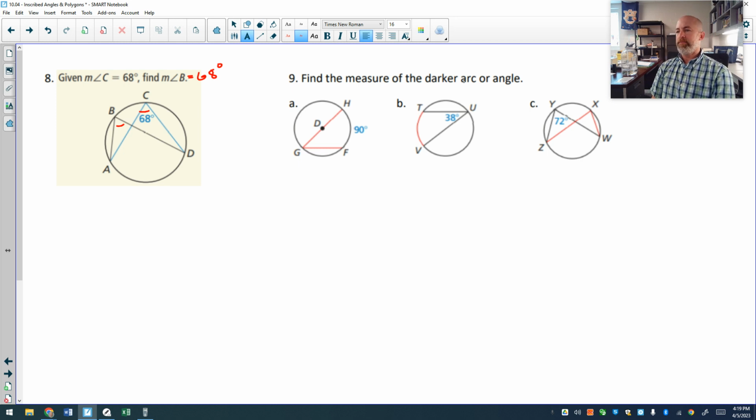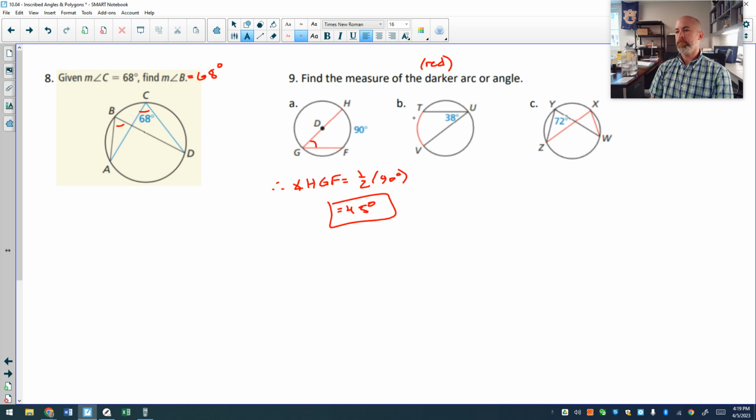Okay. Find the measure of the darker arc or angle. Now, yours is going to be highlighted. Mine's nice and color-coded. So for me, it's the red arc or angle. So if I want to find this angle, that is an inscribed angle that opens up and intercepts an arc measuring 90 degrees. Therefore, angle HGF is going to be half of 90 degrees, which is 45 degrees.